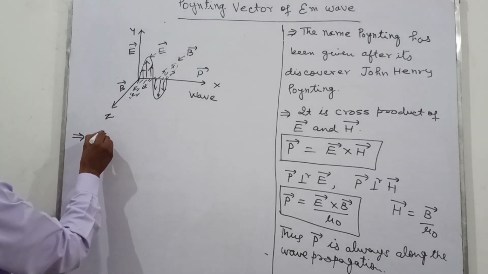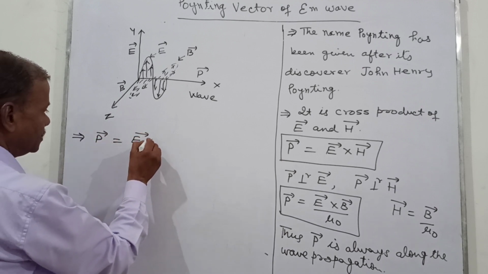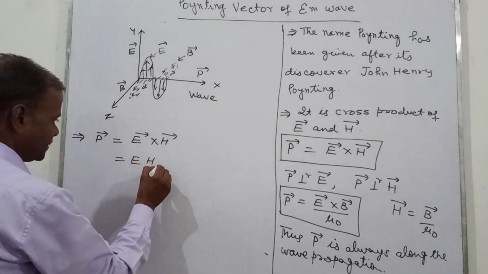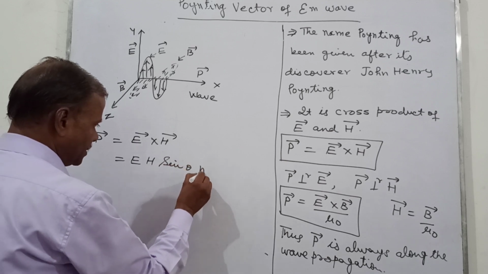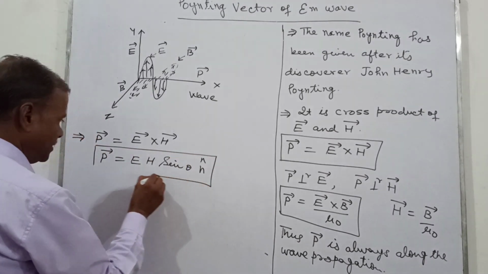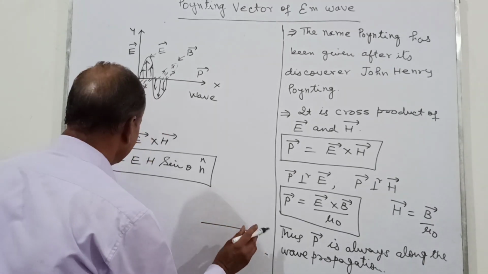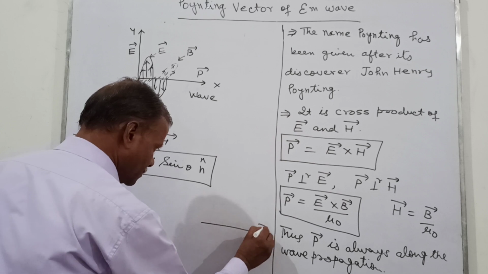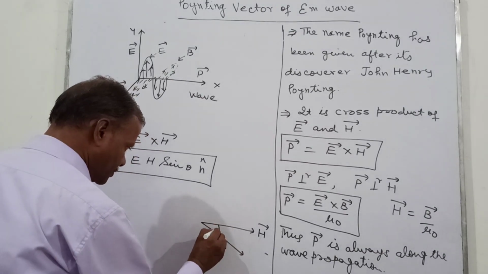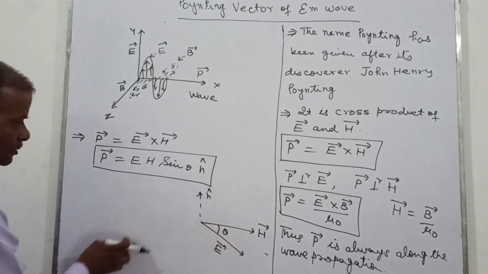Now this P is equal to E cross H. So now we can have E H sin theta into n cap. This is now vector P, where theta is the angle between E and H. So now suppose this is vector E. So this is now E cross H. The angle between them is theta. So this will represent the n cap direction of the wave propagation.